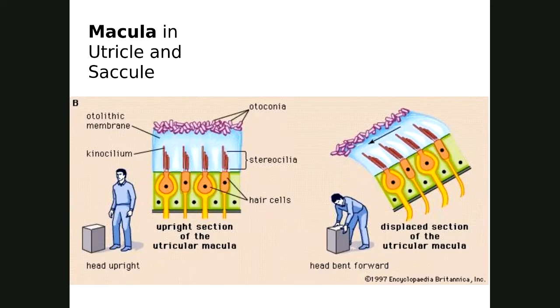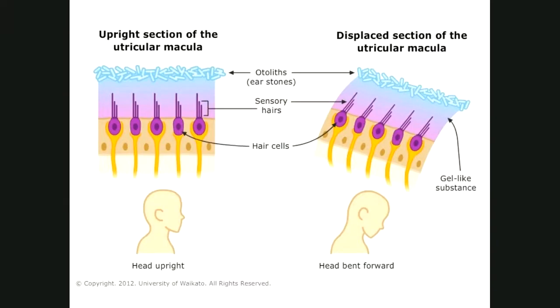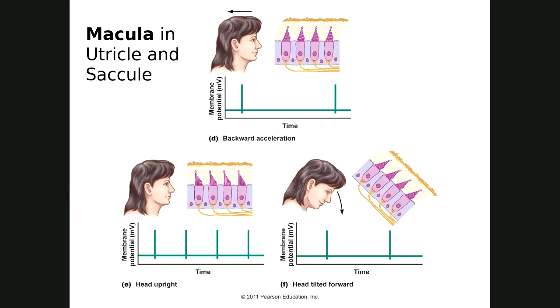Same thing here. Look, he's standing up straight. These are straight, but he bent over. When he bends over, now the gravity causes these to slide this way. These hair cells get bent. We're going to get action potentials. Same thing here. Head straight up. Look, straight up. These hair cells are not bent. But when you bend your head forward, this slides forward due to gravity, and the hair cells are going to get bent. Make sense to everyone? Any questions?